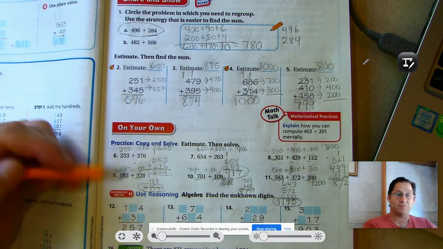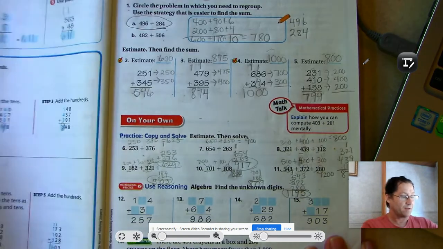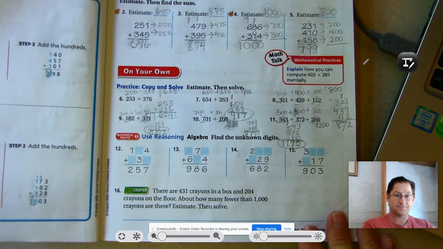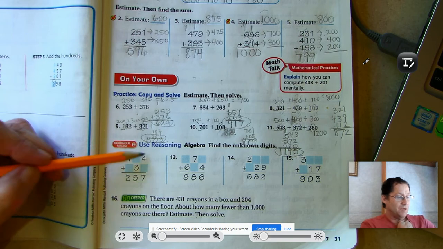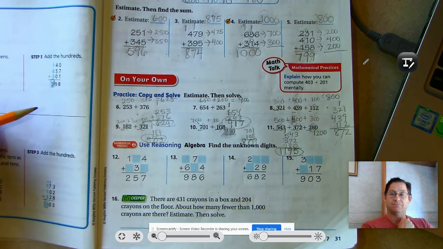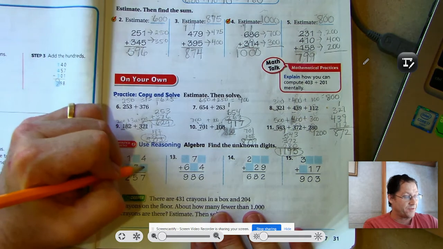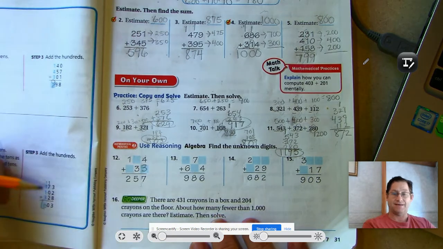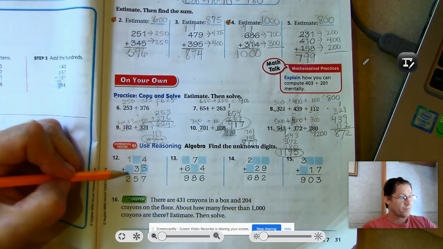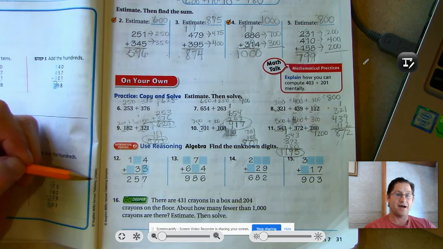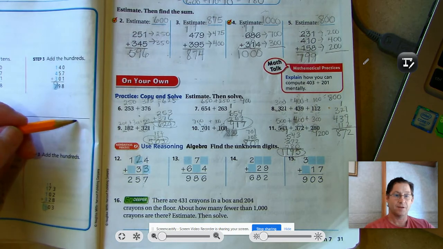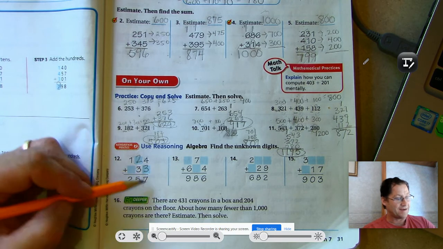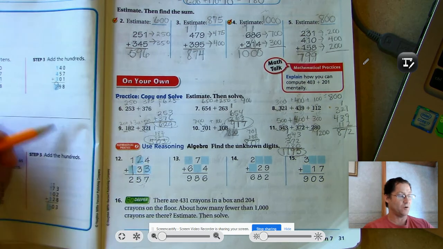Okay, now number 12. Find the unknown digits. So remember, step 1 was you have to add the ones. So 4 plus what gives you 7? But that's the same thing as saying 7 take away 4. So that's going to be 3, because 4 and 3 is 7. Now, 3 plus something gave me 5. Well, that's 2. 3 and 2 is 5. So what goes here? I didn't have to regroup any of these, so this must be 100.